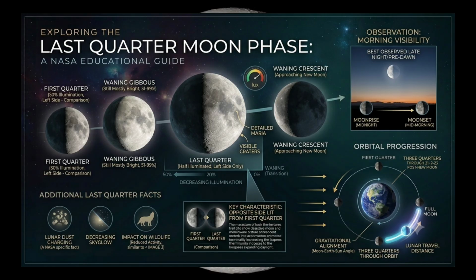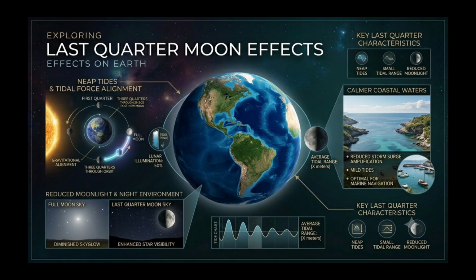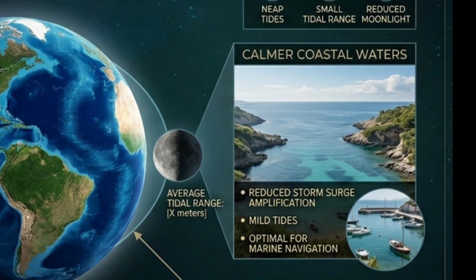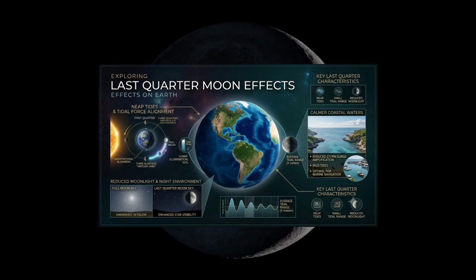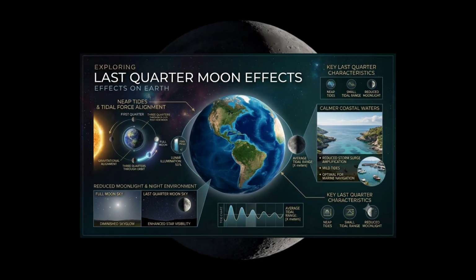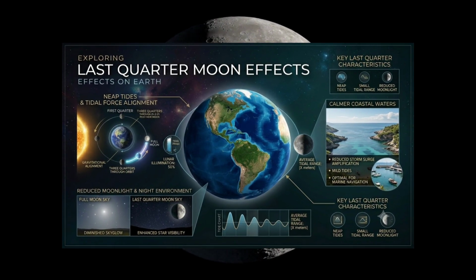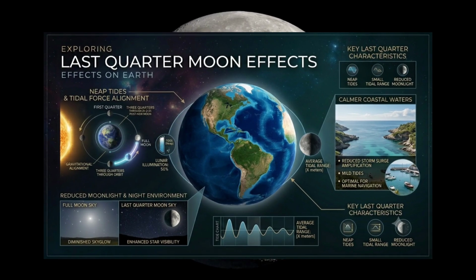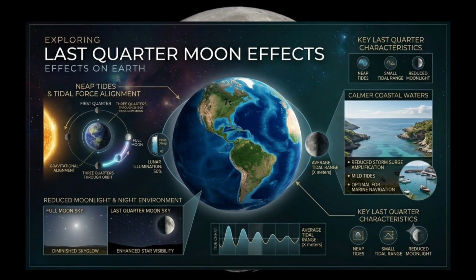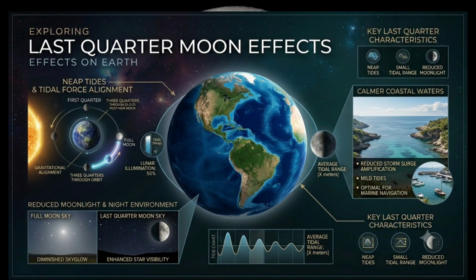The tidal range becomes smaller because the gravitational forces of the moon and sun act at roughly right angles relative to Earth. Coastal environments often experience calmer tidal variations during this period. The reduced brightness compared to earlier phases creates darker nighttime conditions, affecting both wildlife behavior and sky visibility for observers.